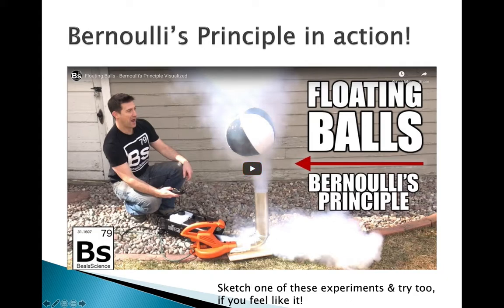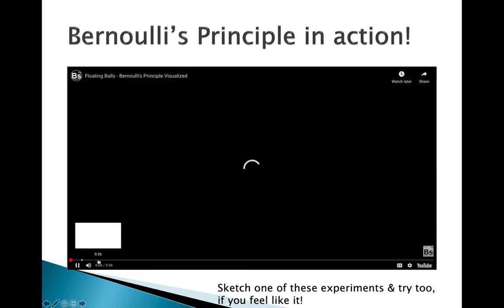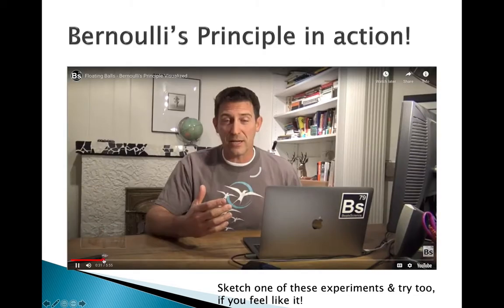So you can try out some of these experiments if you'd like to. I don't think you'd probably have a smoke machine, this leaf blower thing, but he shows the one at the beginning that you could do. So I would like you to sketch one of them, okay? And then it's optional if you'd actually like to do any of them. We're not going to watch the whole thing because it's kind of long.